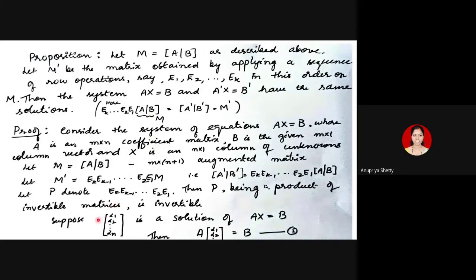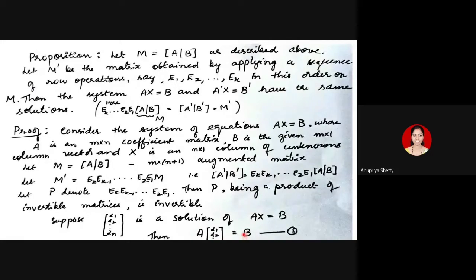So first I'm assuming the given system Ax equal to b has a solution. I've taken it as a column alpha 1, alpha 2, etc., alpha n. What do you mean by this being a solution? In the place of x, if I substitute that column, it should satisfy the system. So we get A into the column alpha 1, alpha 2, etc., alpha n is equal to b. I've called it equation 1. You'll get a column here after multiplying A with this column of numbers, and that should be the same as b.